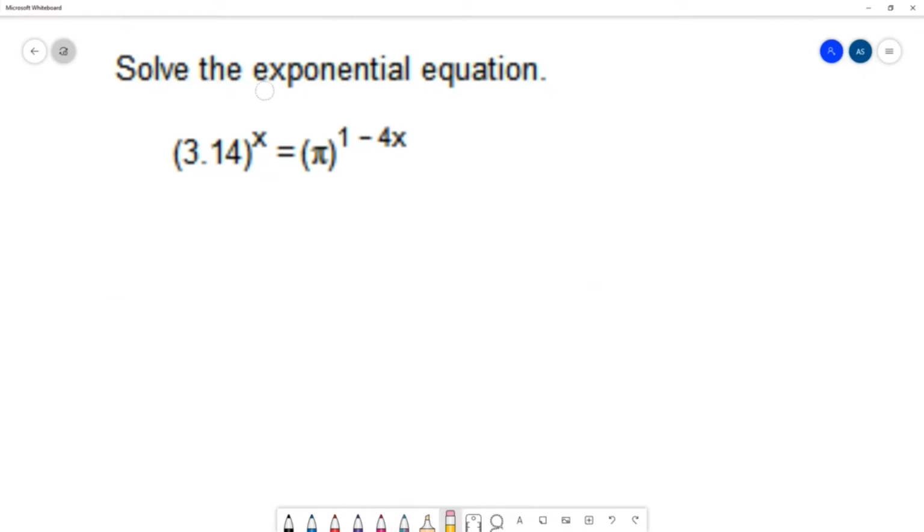For this question, we want to solve the exponential equation 3.14 to the x equals pi to the 1 minus 4x. So most of you know that pi is approximately 3.14. And that means that these two sides of the equation have almost the same base. So I'm going to write that down. Almost the same base.